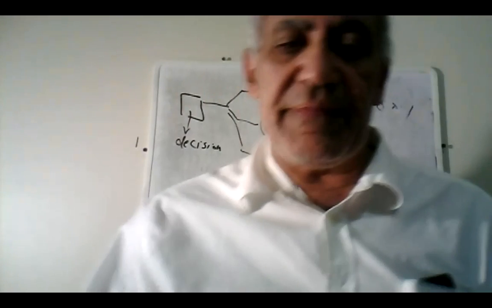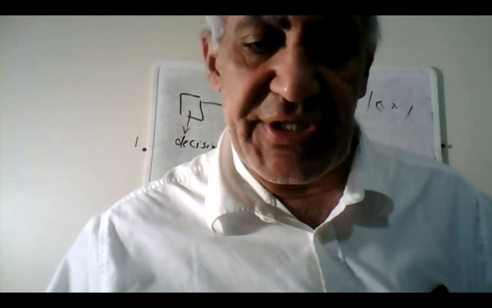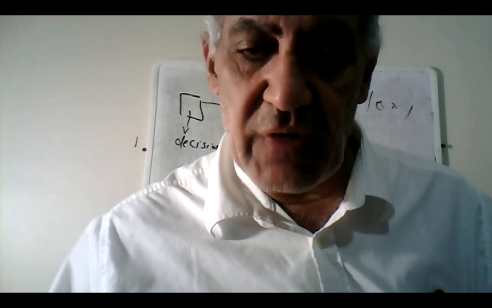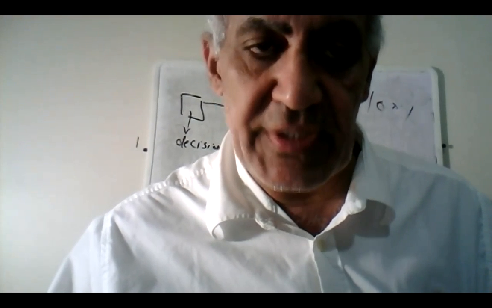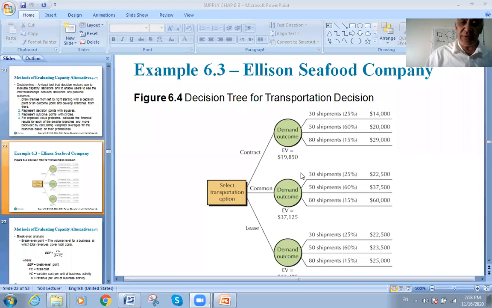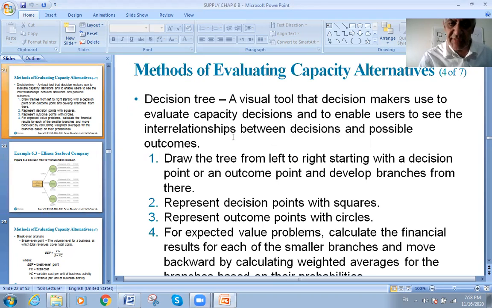Let's go now to an example of the decision tree. Instead of talking too much, let's go to our example. Here it is, the same thing as on the board, but here it is made from left to right, where on the board I made it from right to left, and that's fine. So I have LS Seafood Company, and they have the decision. Let me first give you a bit of feedback.